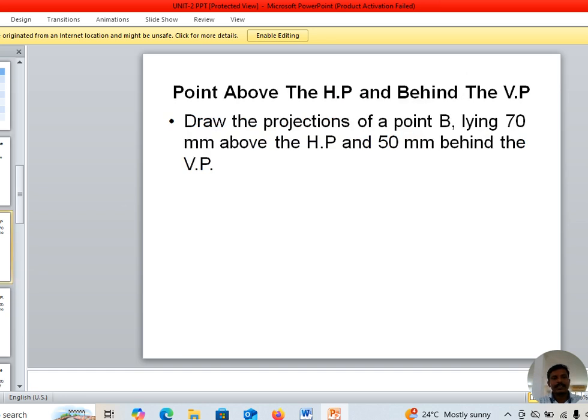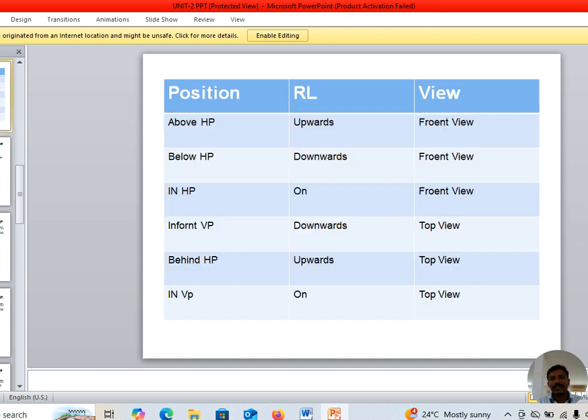The second condition is the point above the HP and behind the VP. Behind means drawing from the reference line in the upward direction, and above the HP means the upward direction. This is the front view and this is the top view. The front view is drawn above the horizontal plane and the top view below it.